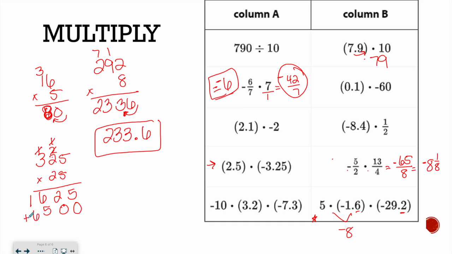And we add those together. 5, 2, 11, and 8. Now I have 1, 2, 3 digits after the decimal point. So 1, 2, 3. And it's a positive times a negative. So my final answer is negative 8 and 125 thousandths.